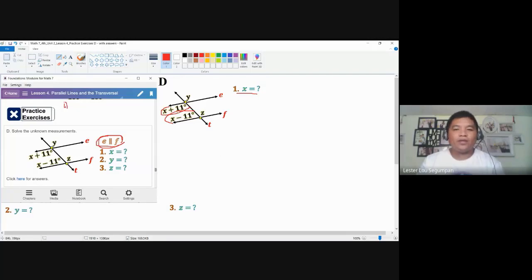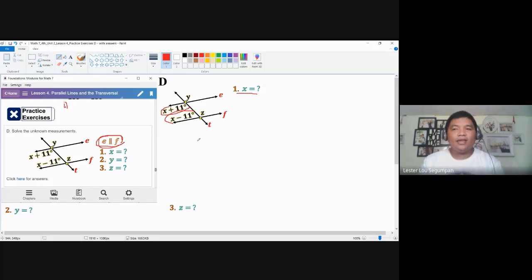So we need to identify whether these two are forming corresponding angles, alternate interior, alternate exterior, same side interior, or same side exterior. As you can see, both angles are found on the interior part of this given figure. That would mean scrap the corresponding angles, as it needs one to be on the exterior. Scrap the same side exterior and scrap the alternate exterior. So these two angles now are forming either alternate interior angles or same side interior angles.